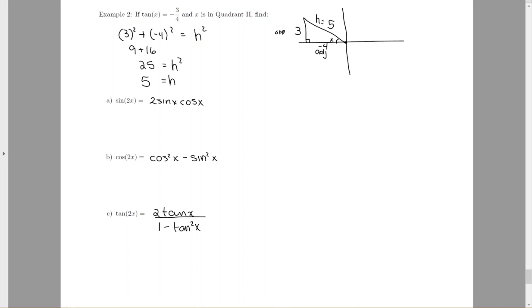So when I now go to my formulas here, I've got 2 times sine, opposite over hypotenuse, 3/5, cosine, adjacent over hypotenuse. All right, and then again, just multiply straight across. So we've got -24/25.